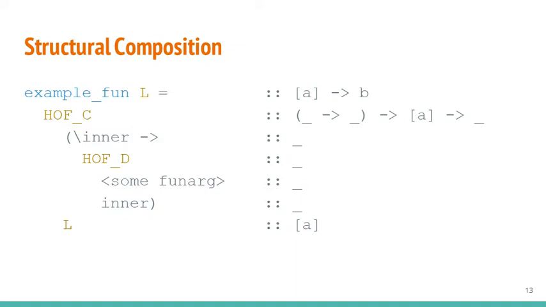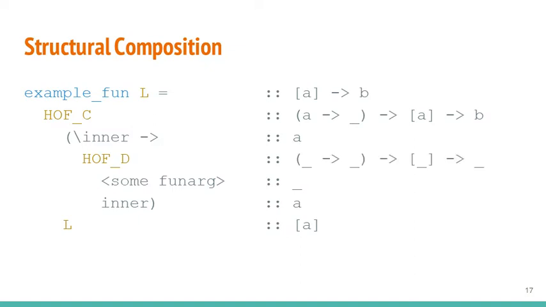And in fact, since it takes in L, it must take in a list of A, meaning that its funarg must take in an element of type A. That element is named inner here, so we can fill in those lines as well. We can also say that HOFC must output the same type as example_fun, so let's fill that in. HOFD is also one of our list higher order functions, so let's put that shape in here as well.